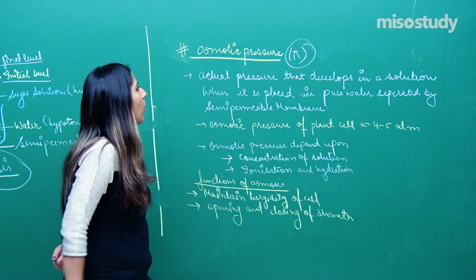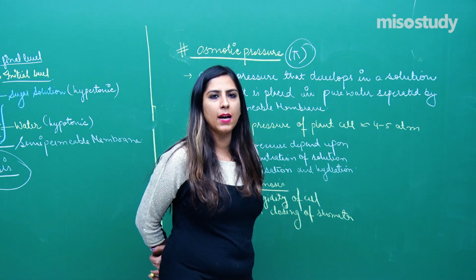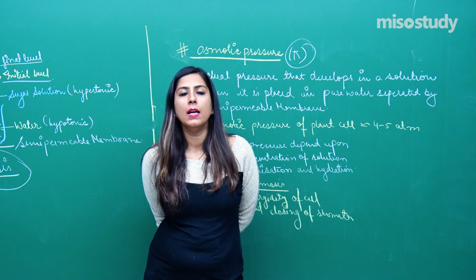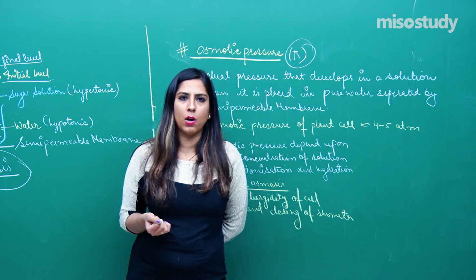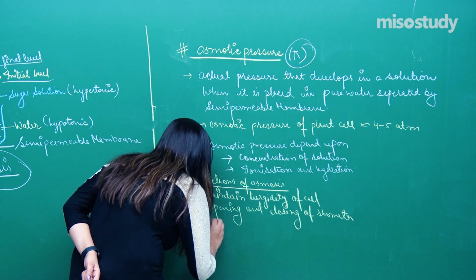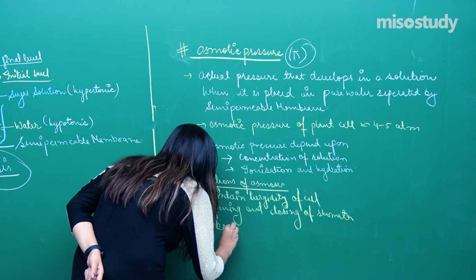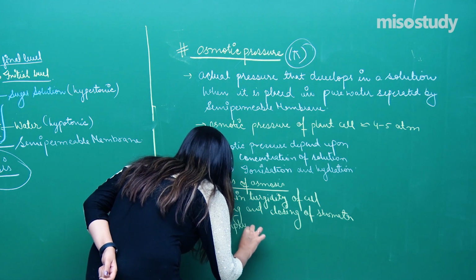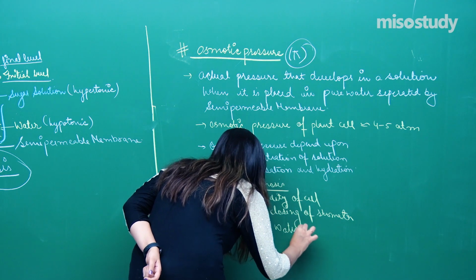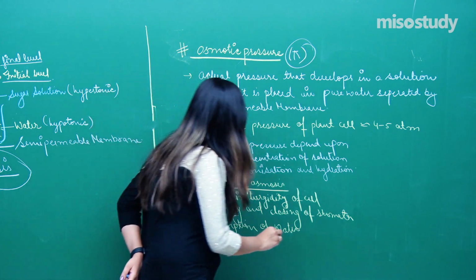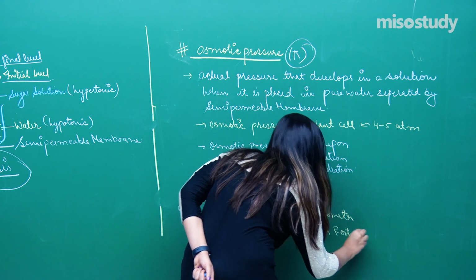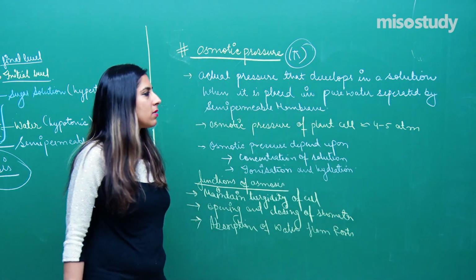Now, another important role is that whenever a plant is placed in soil, the amount of water that it absorbs is because of osmosis. So, the function of it is absorption of water from roots. This is because of osmosis.